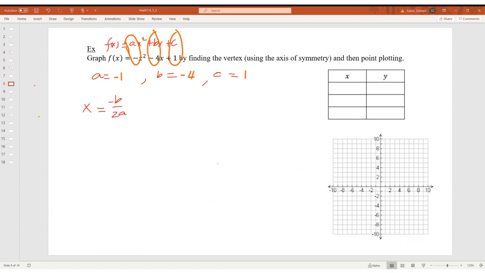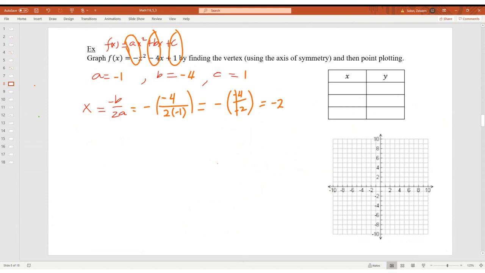Now, once you find A, B, and C, you have to find x equals -b over 2a. So that means you have a negative, b is -4, over 2 times a, 2 times -1, a is -1. Okay, so we have a negative outside, don't forget that negative. -4 over -2. So -4 divided by -2 is +2. So this will cancel out. So we have 4 divided by 2 is 2. So we have -2. So the x for the vertex is -2.